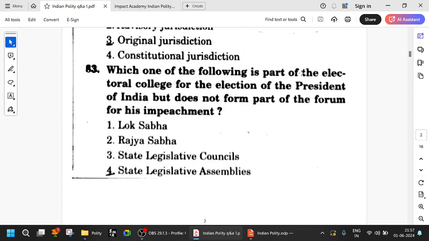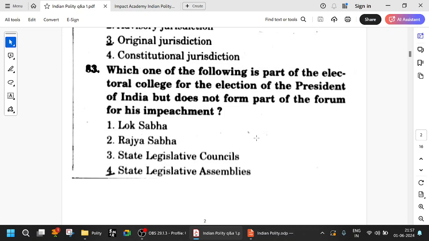So which one of the following is part of the electoral college of the election? The state legislative assemblies, the MLAs are the elected MLAs, not the nominated ones. The governor can nominate one Anglo-Indian to the state legislative assembly also. So all those elected members of the state legislative assembly participate in the election of the president, but in the impeachment, these people don't participate. In the impeachment, only Lok Sabha and Rajya Sabha participate.